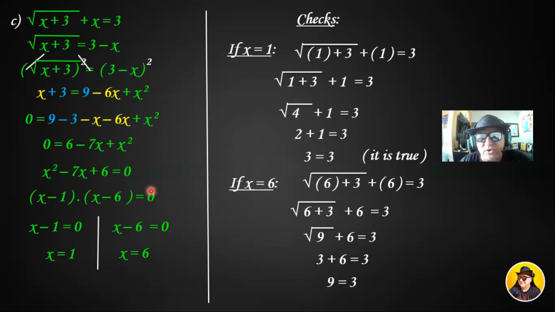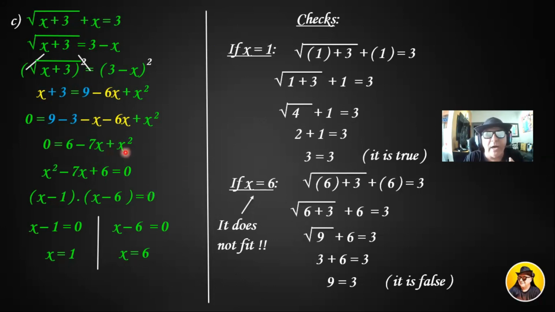Well, something is strange. I see that 9 is 3. This is not true. This is false. So if it is false, I have the following conclusion. It does not fit. So if it does not fit, what do I have to do? I have to eliminate this answer. So x equals 6 does not fit my irrational equation. So I'm going to forget about it. The answer is only 1. So the solution set, you can see here, is only 1.